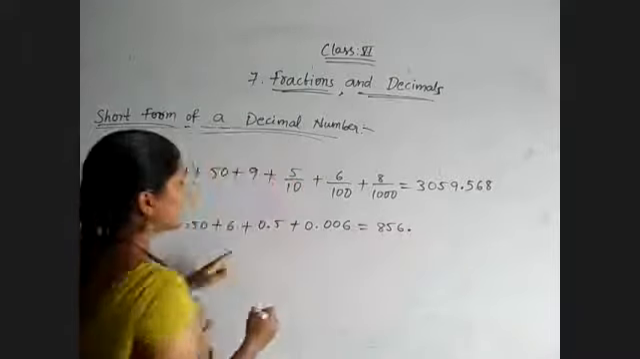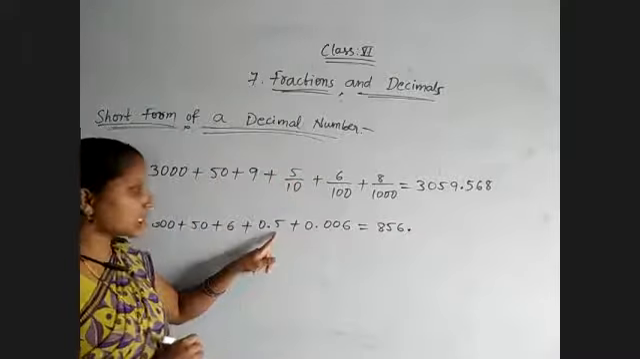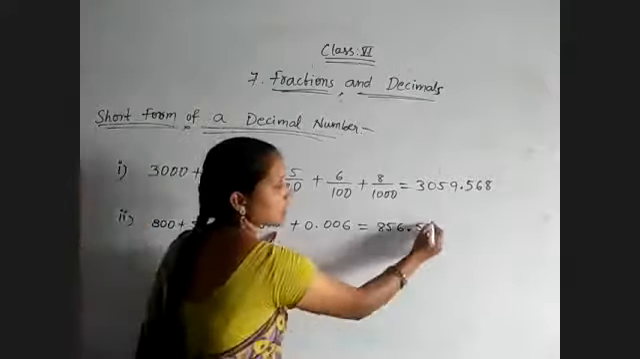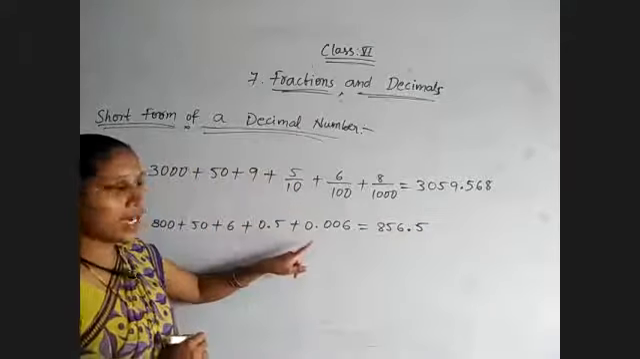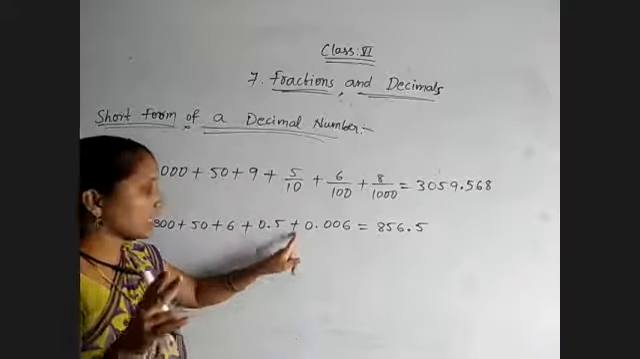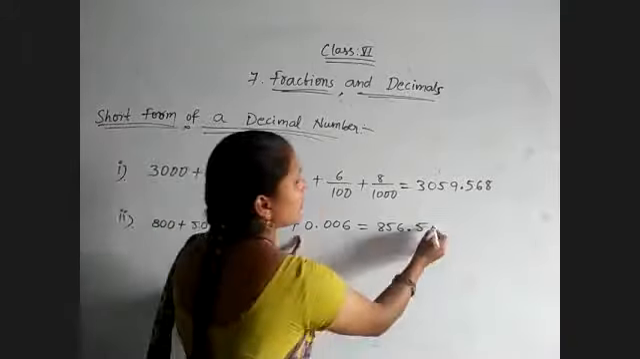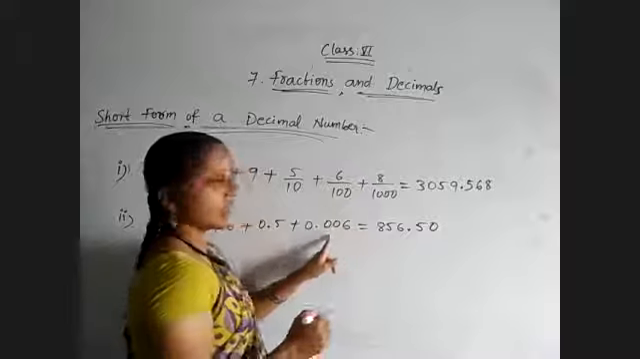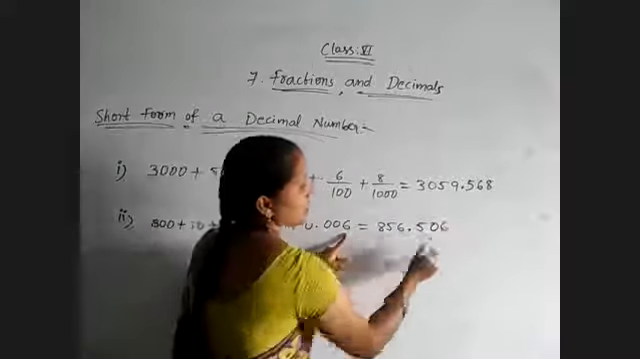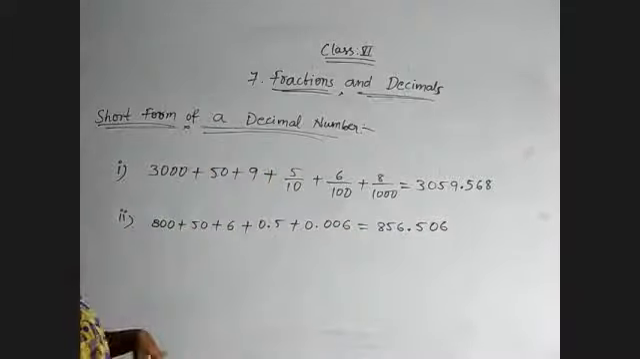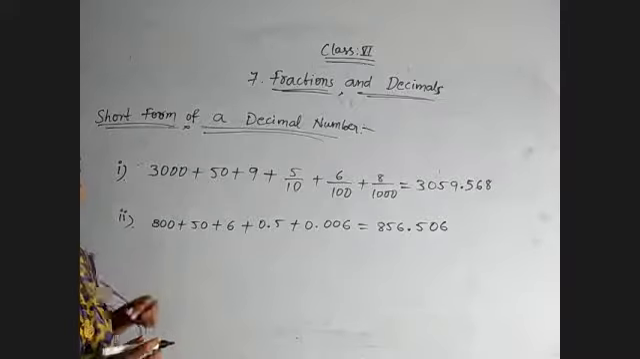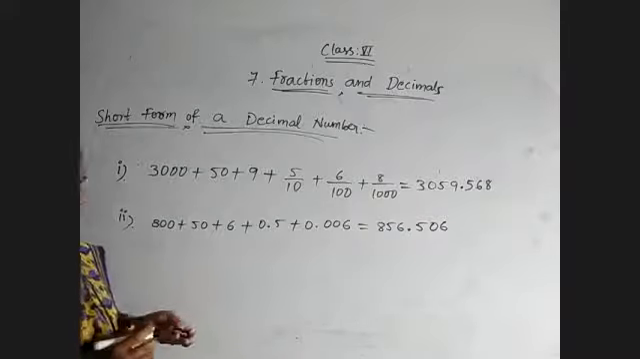Point. Tenth digit, only a single decimal digit, is 5. So it is this tenth digit. And next, the hundredth digit means two decimal digits are there. No, so that value will become 0. And three decimal digits are there, that is equal to 6. It's 56.506. Okay. So like this, we must write the short form for a number.